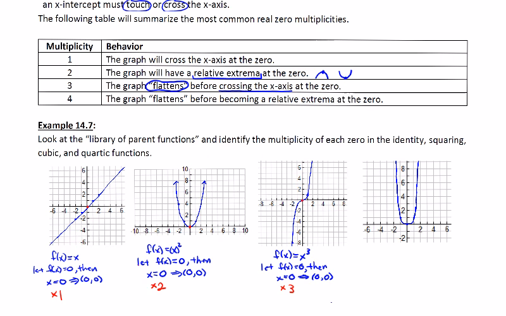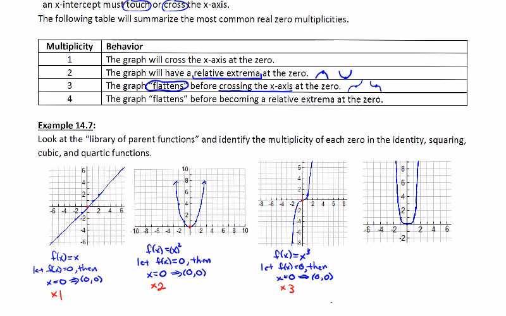So you can see that the curve crosses at the origin, but it has this interesting little curvature to it there. So when I think about flattening, there's one of 2 ways that can happen with the multiplicity of 3. It can be like this, which is what the cubic parent function looks like, or it could potentially be in the other direction where it looks a little bit more like that. So those are the 2 options that we would have whenever we're trying to graph a multiplicity of 3 x-intercept.